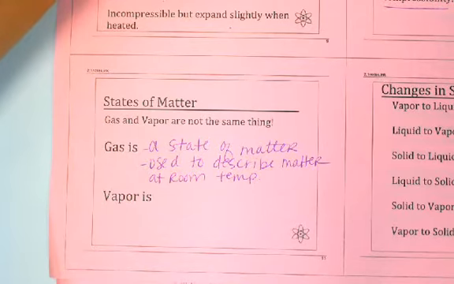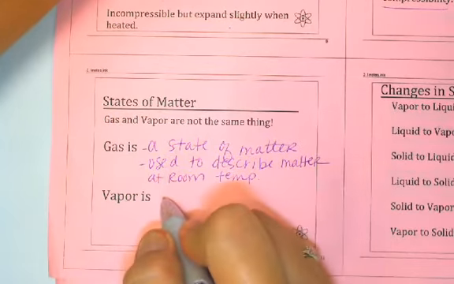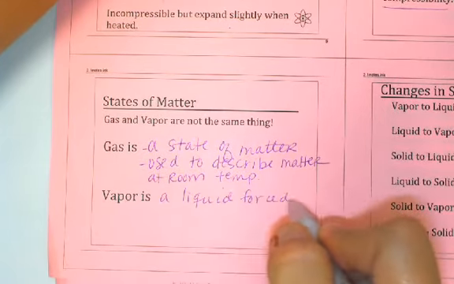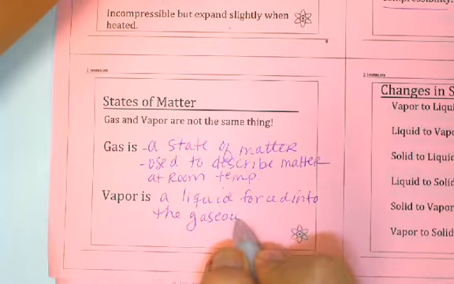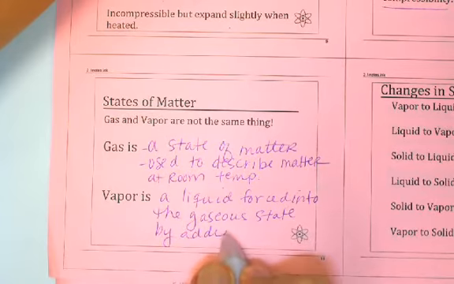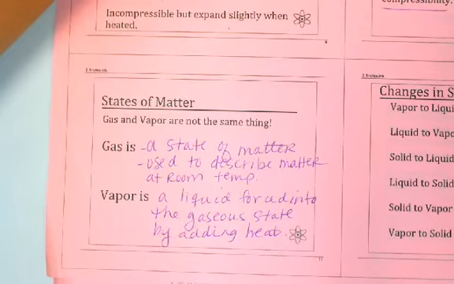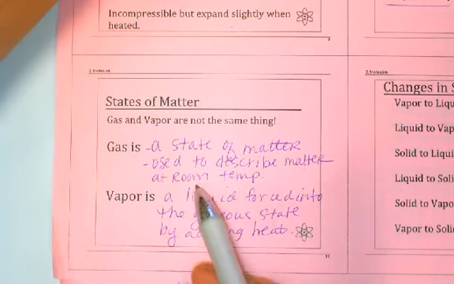But a vapor, which, yes, is something changing into a gas, a vapor is not a state of matter. It's not something at room temperature. A vapor is a liquid forced into the gaseous state by adding heat. So these are two different things. A vapor didn't really want to be in the gaseous state in the first place. And a gas is naturally in a gaseous state at room temperature.